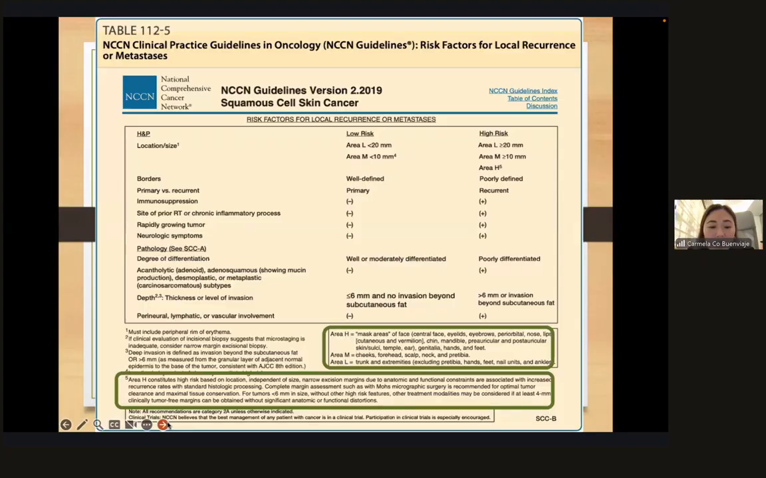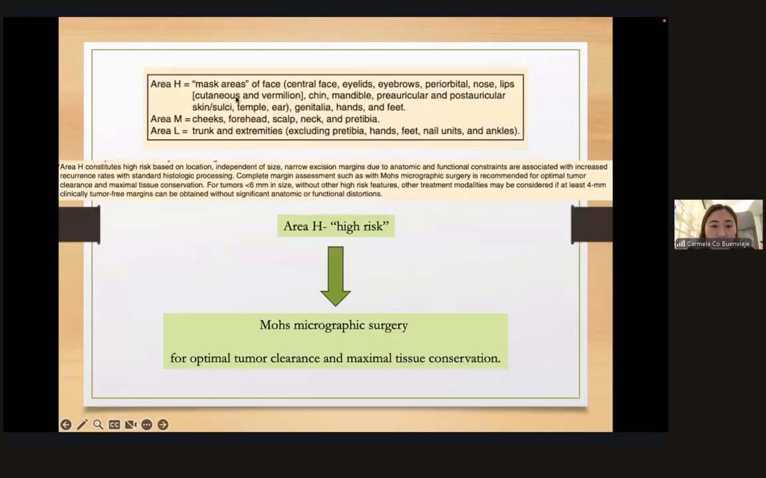So for area H, if it's in area H, that means it's high risk. So it just means that the recommended procedure for those SCC in the area H or high-risk area would be Mohs micrographic surgery for optimal tumor clearance and maximal tissue conservation.